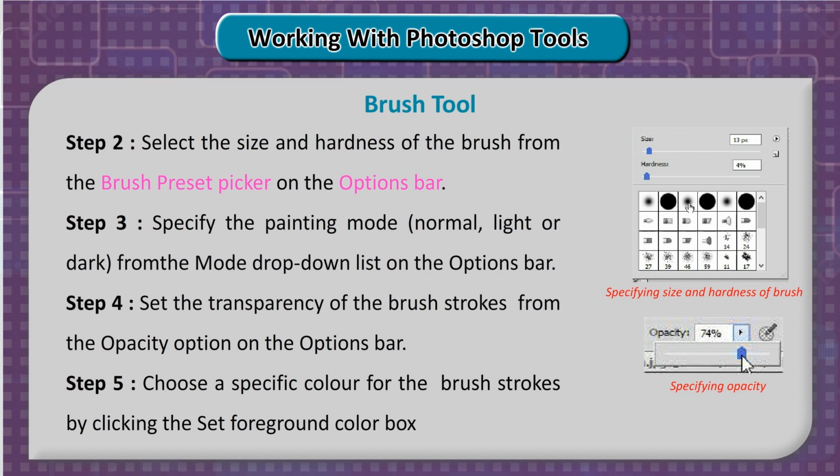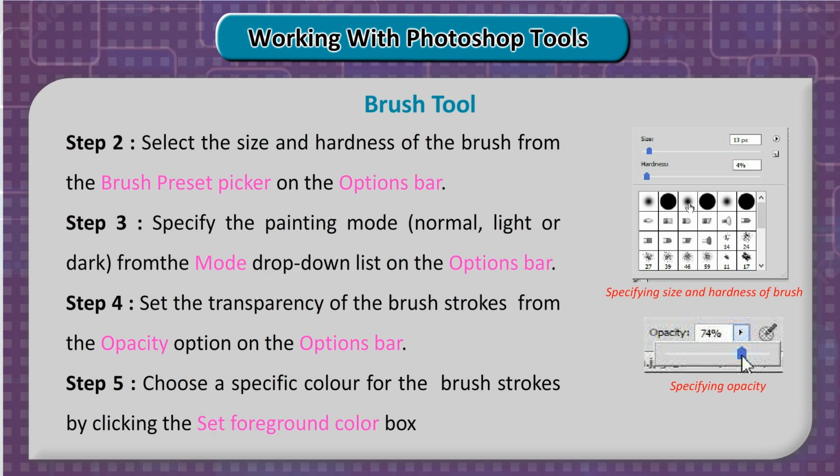Step 2. Select the size and hardness of the brush from the brush preset picker on the options bar. Step 3. Specify the painting mode, normal, light or dark, from the mode drop-down list on the options bar. Step 4. Set the transparency of the brush strokes from the opacity option on the options bar.